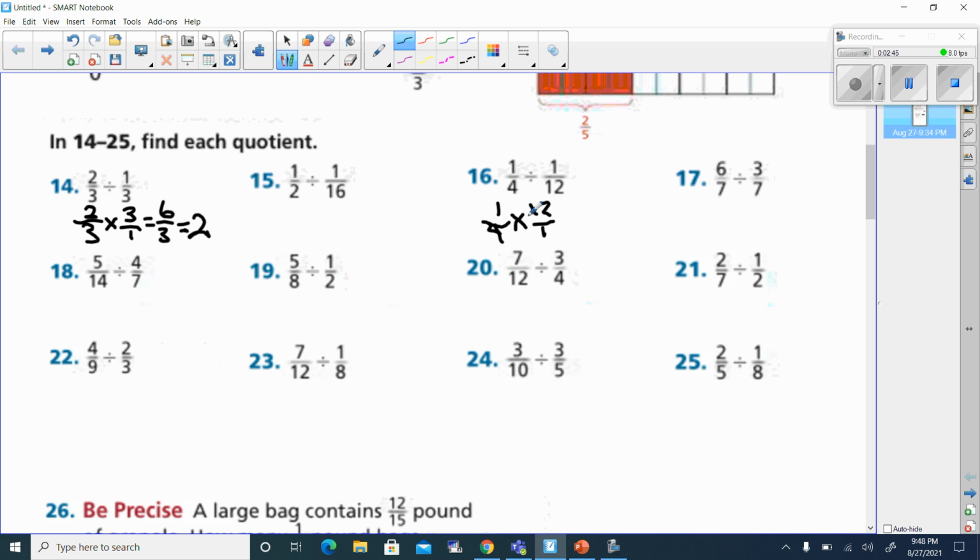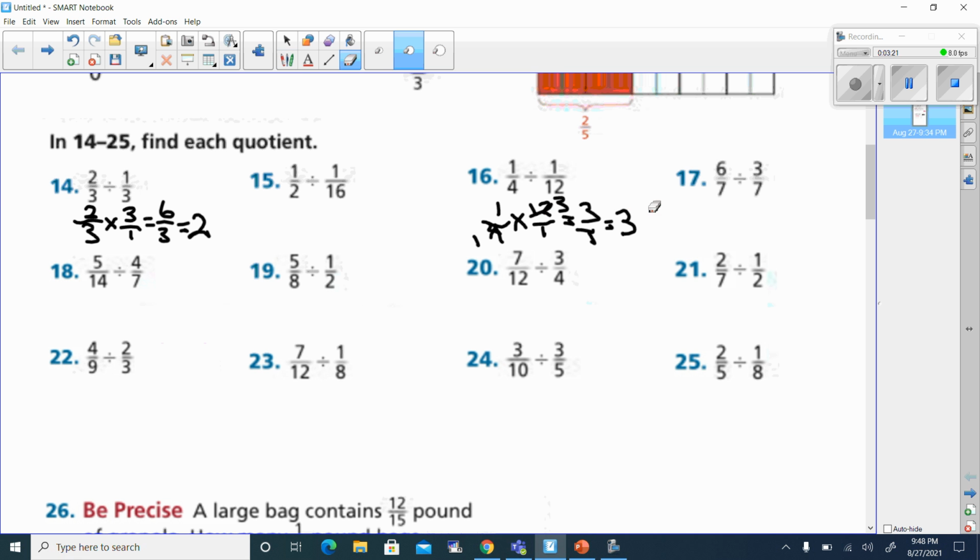Before we multiply across, if we see that the numbers across from each other are divisible or have a common factor, something that we can divide into both of them, then we can go ahead and do that before we multiply. I know 4 and 12 are both divisible by 4. So 4 divided by 4 is 1, and 12 divided by 4 is 3. Now I have 1 times 3, which is 3, and 1 times 1, which is 1. And that's just going to give me 3. That was a demonstration of the butterfly method.